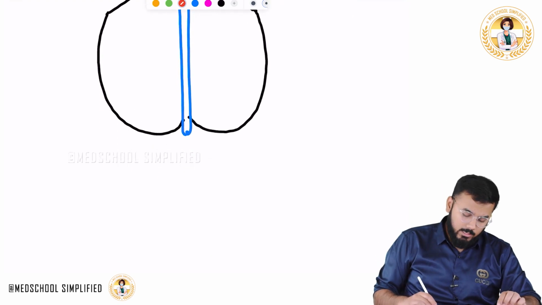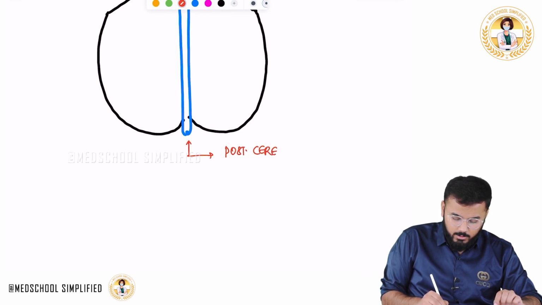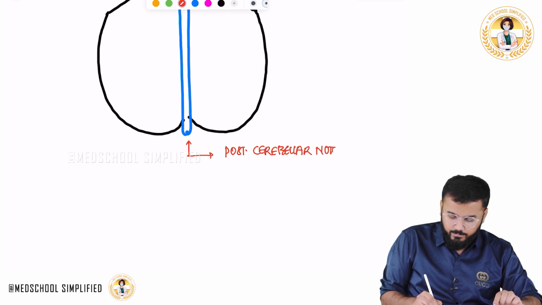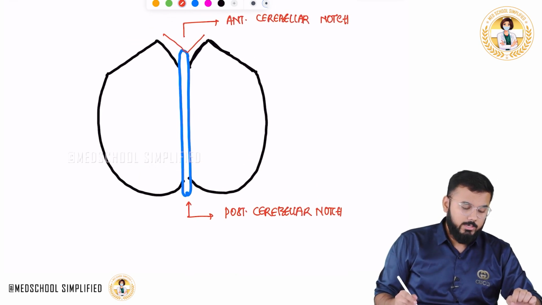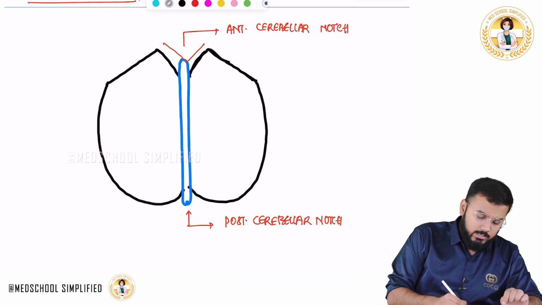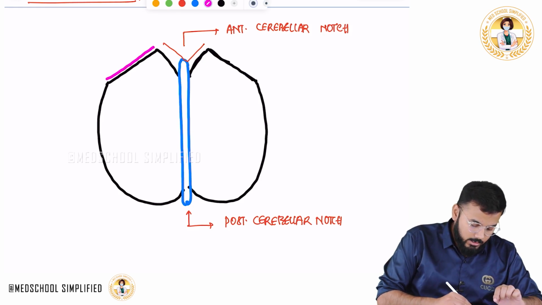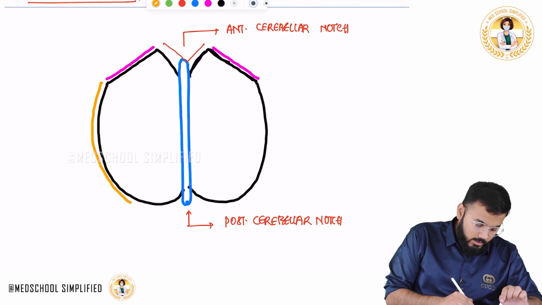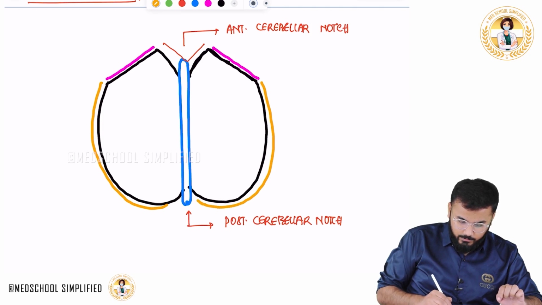So, if there is an anterior cerebellar notch, obviously on the back side, this notch over here is called your posterior cerebellar notch. Okay. The second important thing is that you can very clearly figure out the surfaces. For example, you see these two surfaces. In the same way, you can also see these two surfaces, right?